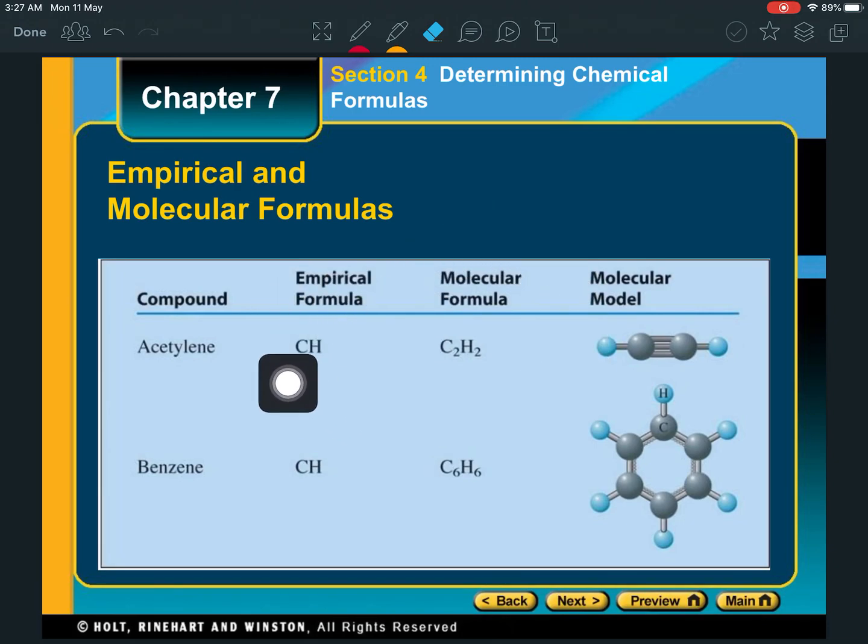Now the empirical formula is just a representation of these simplest whole number ratios. But this is not the actual formula of the compound that we're talking about. So if we're talking about acetylene, this is C2H2. Benzene has the same empirical formula as acetylene, except it's C6H6. So here, acetylene is 2 times the size of its empirical formula, while benzene is 6 times the size of the empirical formula. But in the end, both of them are a C1 to H1 ratio, 1 to 1.